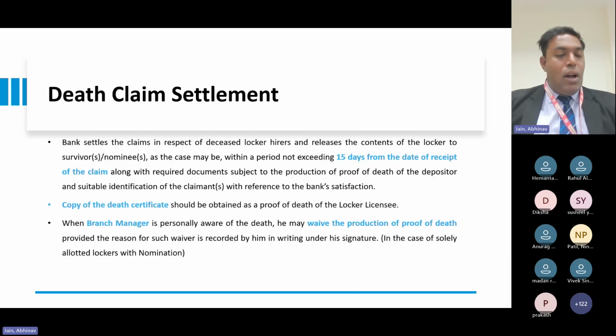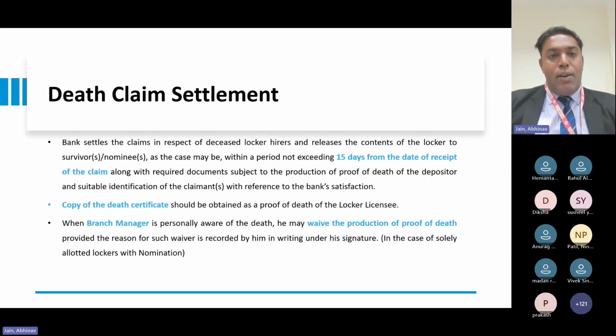Now, after locker, let us discuss the death claim settlement procedure of locker. Let's say the bank has received a death claim in case of locker. The timeline is a maximum of 15 days from the receipt of the claim. But it is 15 days from the receipt of all the documents of the claim, like production of death proof and suitable identification of the claimant, and the bank is satisfied. Then, within 15 days from receipt of the claim, the bank has to settle that claim.